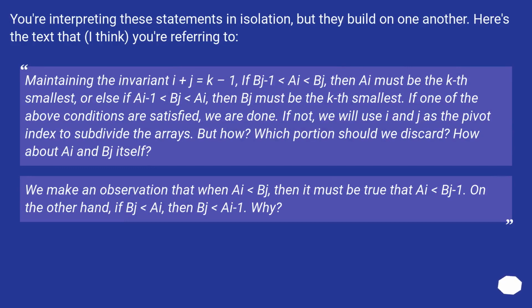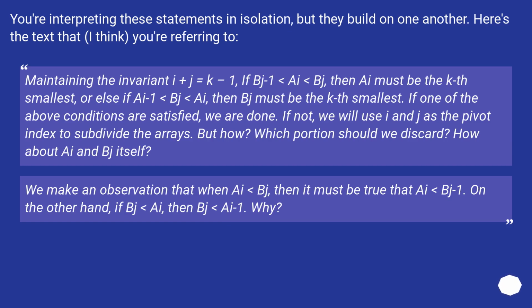You are interpreting these statements in isolation, but they build on one another. Here's the text that, I think, you're referring to. Maintaining the invariant i plus j equals k1, if bj1 less than ai less than bj, then ai must be the kth-smallest, or else if ai1 less than bj less than ai, then bj must be the kth-smallest. If one of the above conditions are satisfied, we are done. If not, we will use i and j as the pivot index to subdivide the arrays.